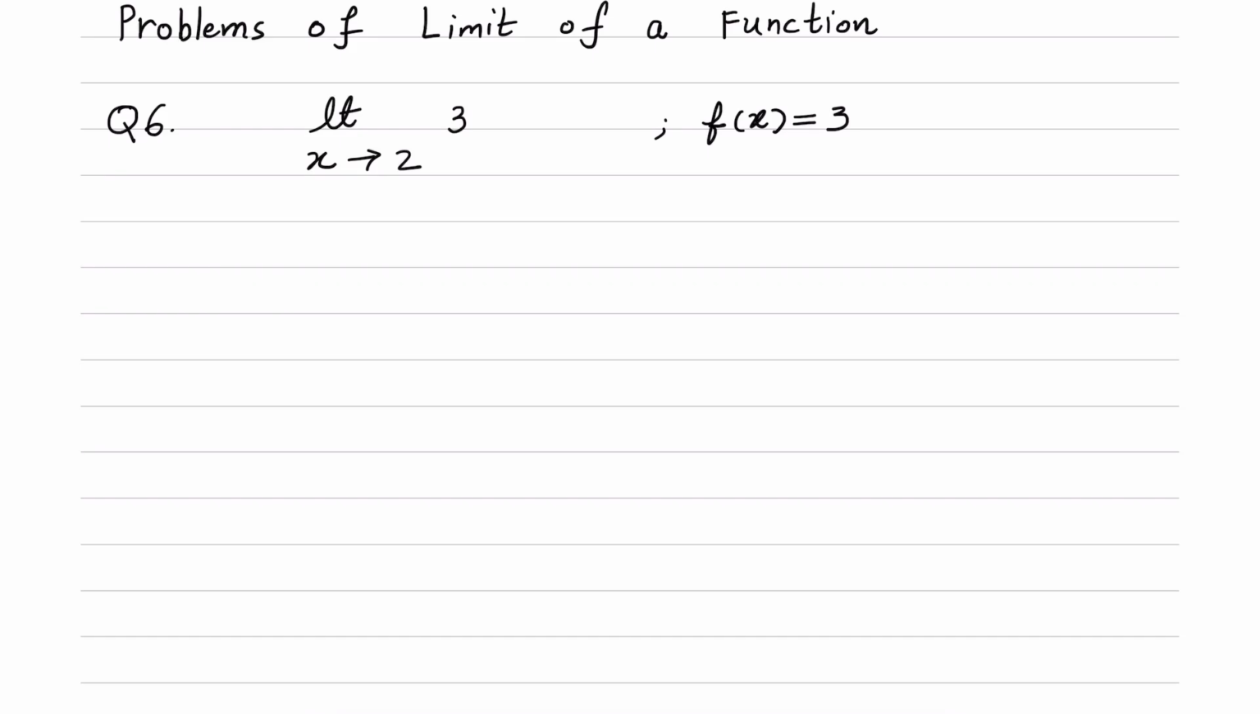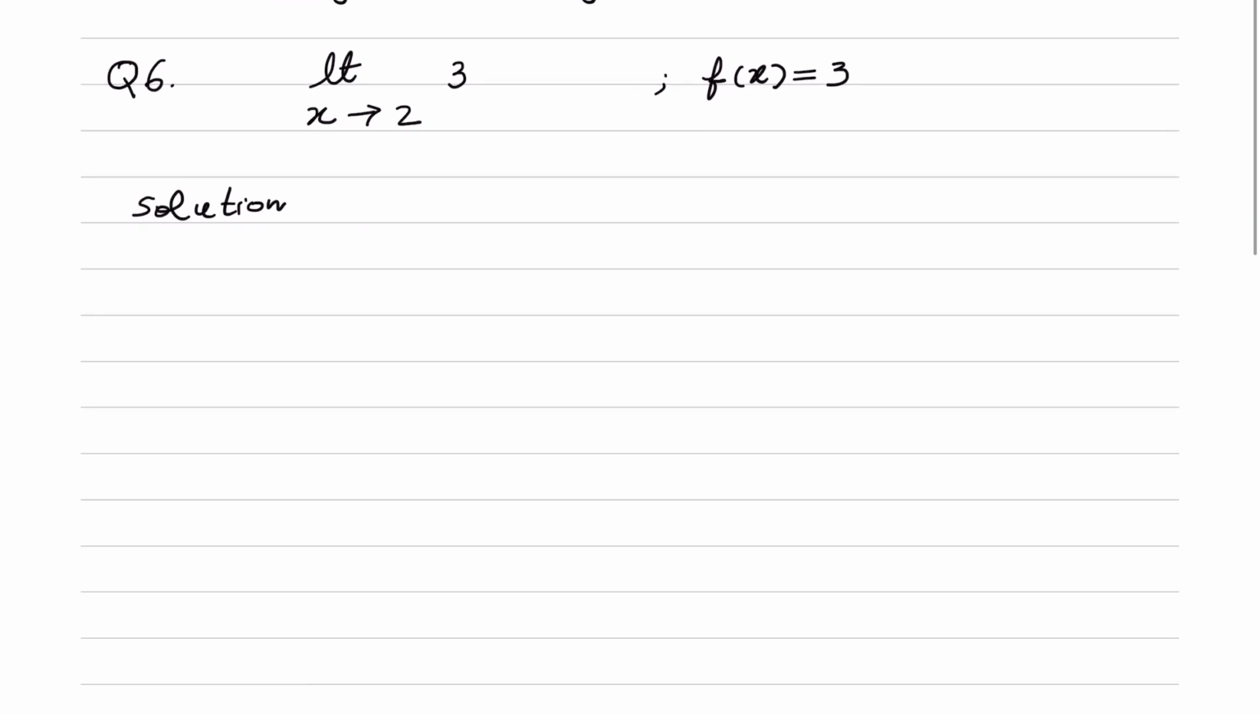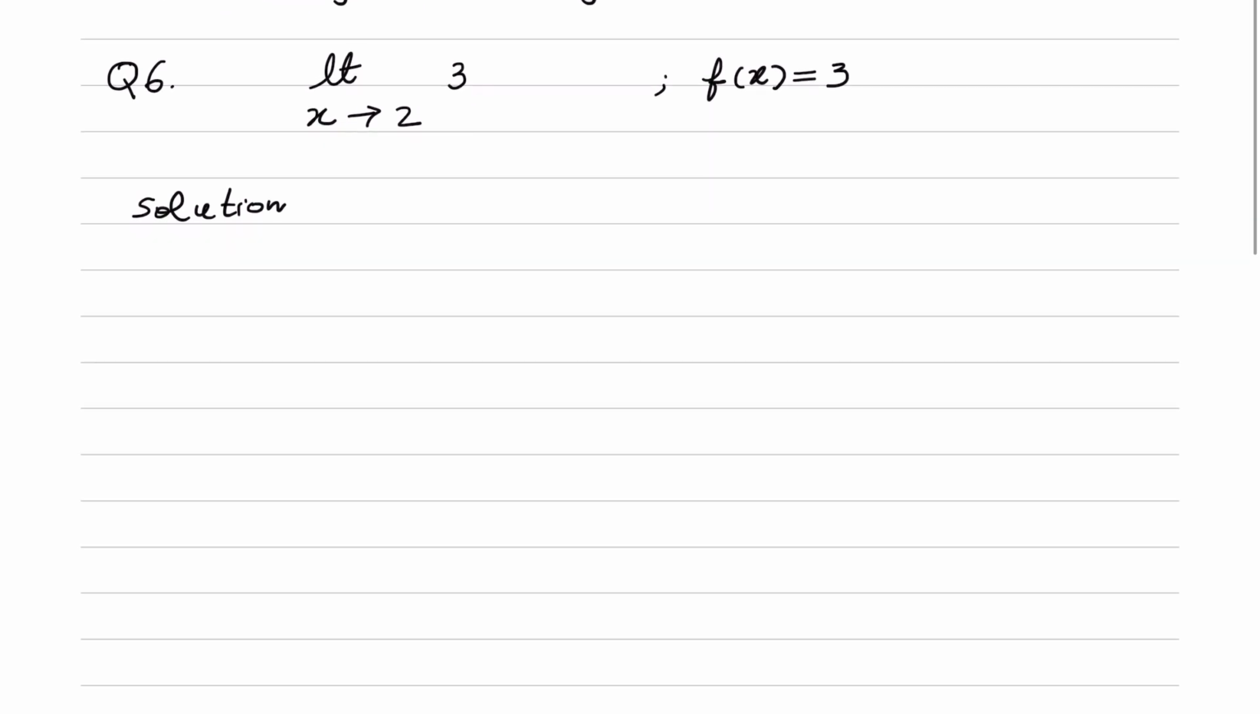In this problem, we will find the limit of a constant function. So the function here is 3, which is constant, and we have to find the limit of this function 3 when x is approaching 2. Since the function is constant and x is approaching 2, let's mark 2 here.